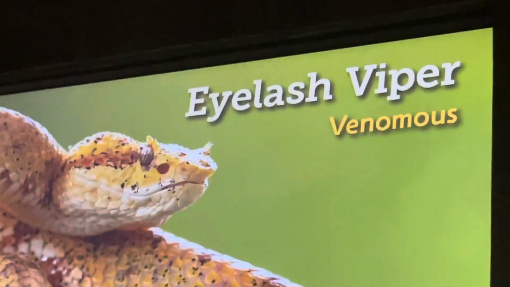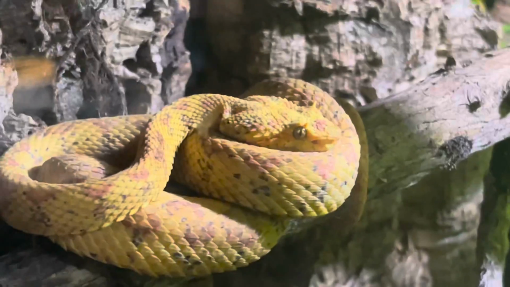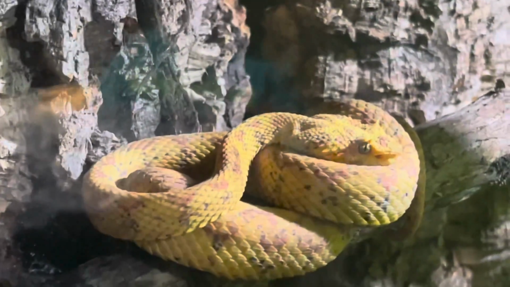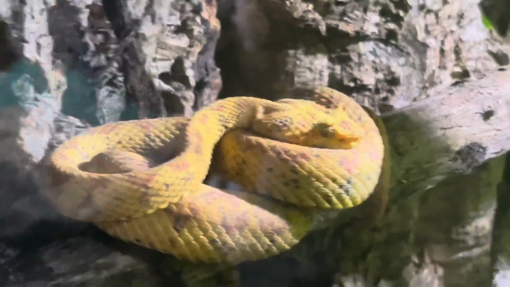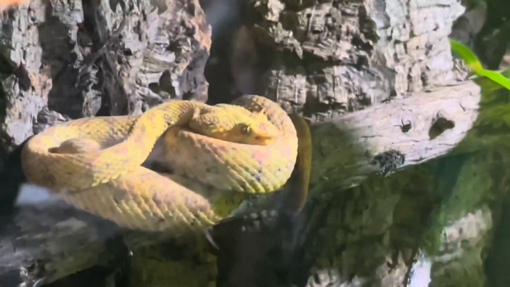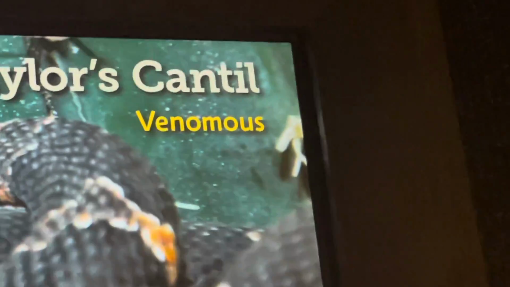An eyelash viper. I want to see the eyelash viper. Where is he? Where's the eyelash viper? He's in there somewhere. I don't see him. Buddy. Oh, hello. Here he is. That right there is an eyelash viper. Eyelash vipers live in the Amazon, and they're very venomous. They're not okay. Taylor's Cantil.